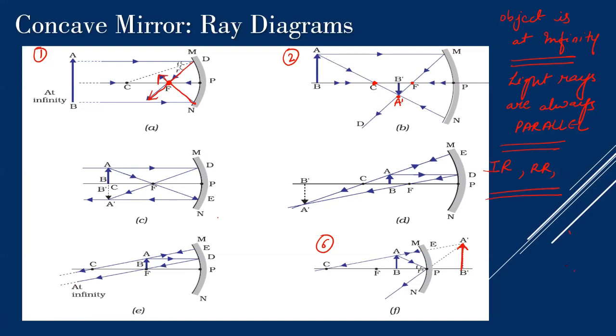Three things you need to see. Whenever U, what is U? U is your object position. Whenever object position is given, first thing you need to find is V. What is V? V is always your image position, or you can say image distance. You need to find out V. Once V is found out, you need to find out nature and size.